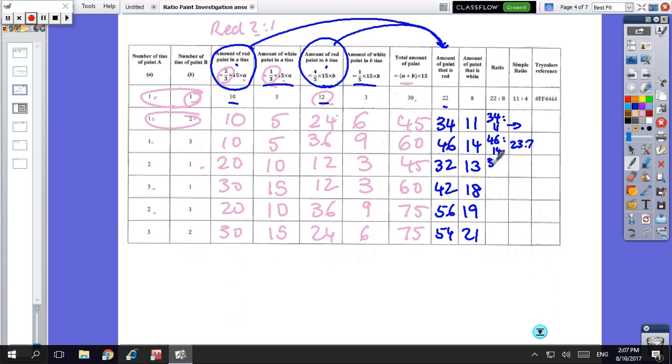This one's 32 to 13, which doesn't change. 42 to 18 changes to 7 to 3. 56 to 19 doesn't change. And 54 to 21 changes to 18 to 7. And then you just had to look down those columns.